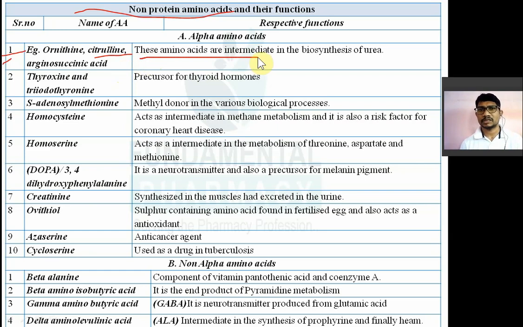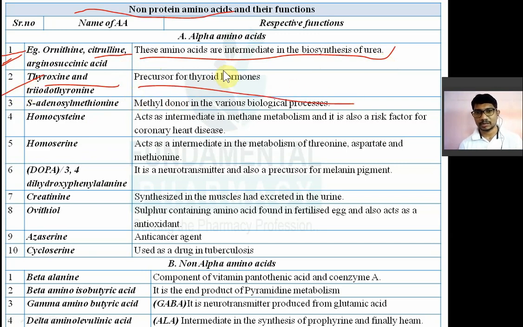Next one is homocysteine. It acts as an intermediate in the methionine metabolism, and an increased level of homocysteine is also an indicator for coronary heart disease. Next one is homoserine. So it acts as an intermediate in the metabolism of threonine, aspartic acid, and methionine. So non-protein amino acid.